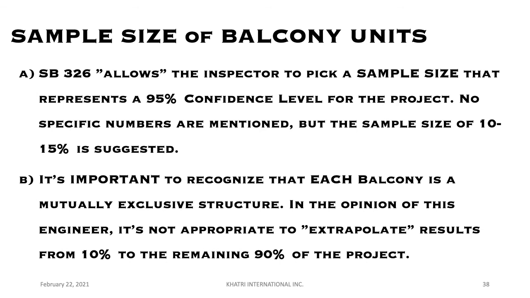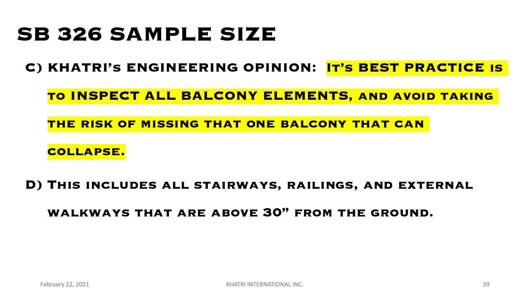So I'm just telling you that's my standard. You can decide which way you want to go with it, but I've given you my technical reasons for it, and the final call is clearly in your hands on that topic. So again, just to reemphasize, it's my opinion that it's best practice to inspect all the balcony elements, to avoid taking the risk of missing that one balcony that can collapse. This also applies to all the stairways, railings, and external walkways that are above 30 inches from the ground, just to solidify my point of view on this.